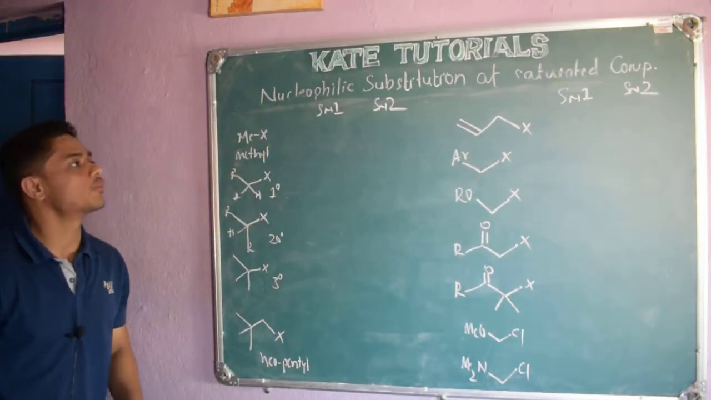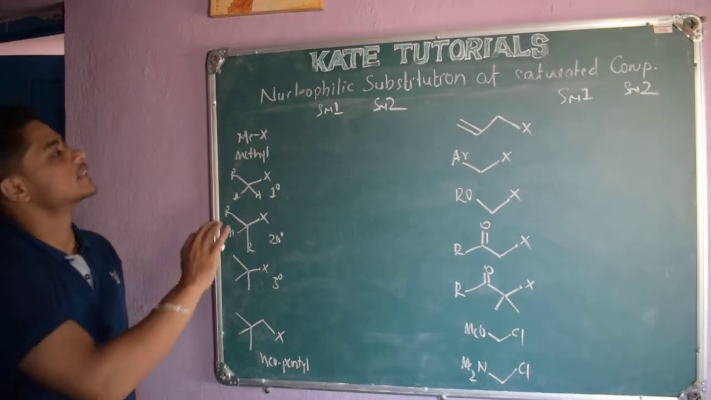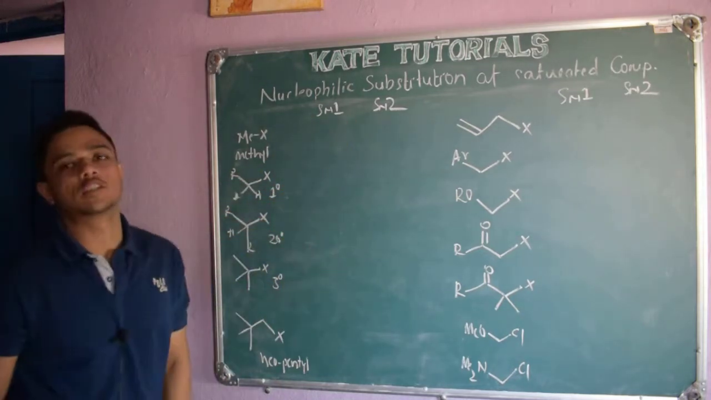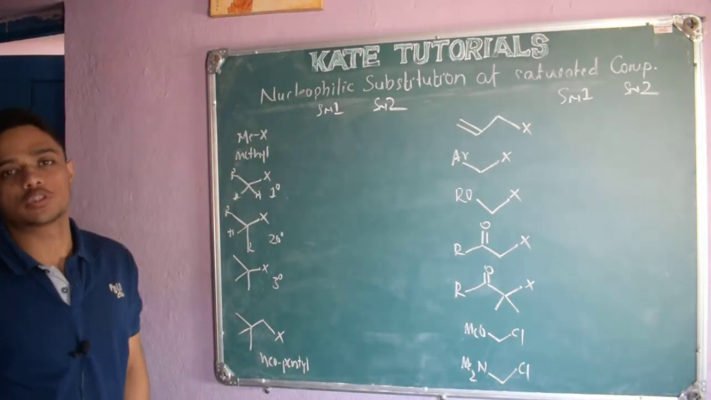In last class we saw SN1, SN2, E1, E2, everything. So let us discuss the distinction between SN1 and SN2. What kind of compounds give SN1 reaction and what kind of compounds give SN2 reaction.